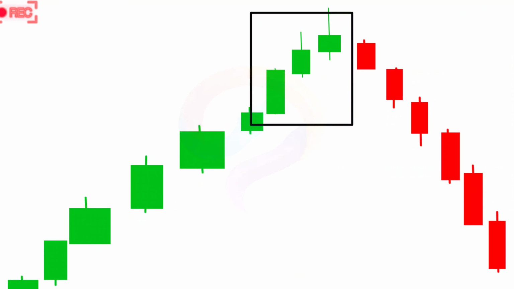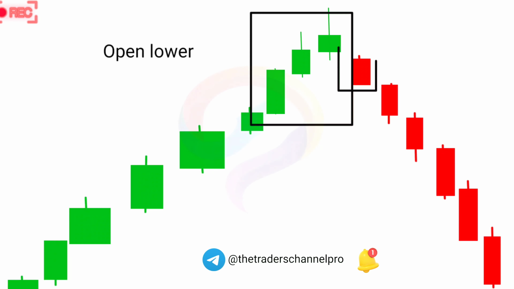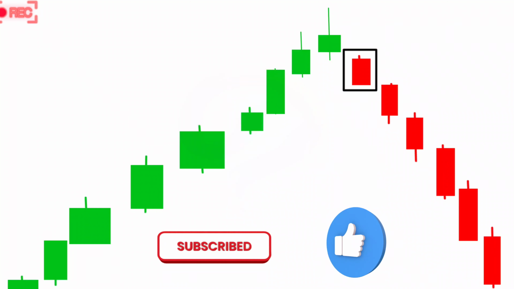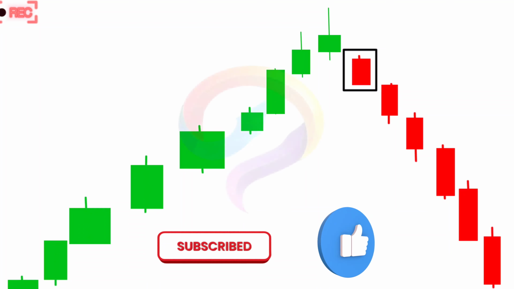The pattern is confirmed when the fourth candlestick opens lower than the third candlestick and continues to decline. As with any trading pattern, it's essential to wait for confirmation before making any trading decisions.